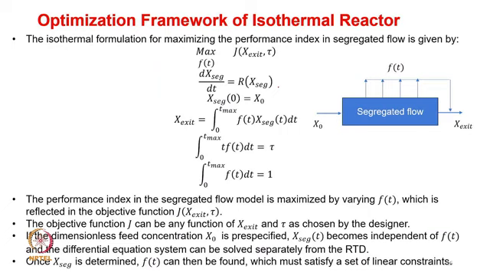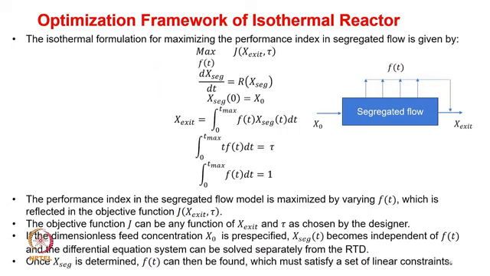So dx_seg/dt equals r of x_seg is one relation that you need to obey, and you have an initial concentration of x_seg, and x_exit would be the integral from t naught to t max of f of t times x_seg dt, and these are the residence time expressions. So everything has to be honored, and this is how a segregated flow reactor operates.